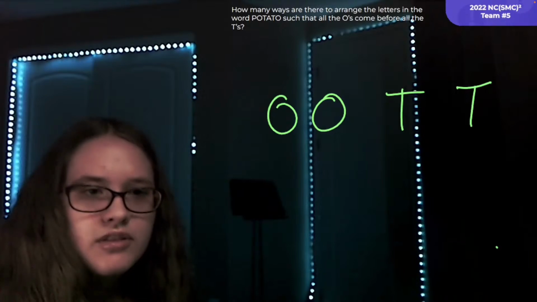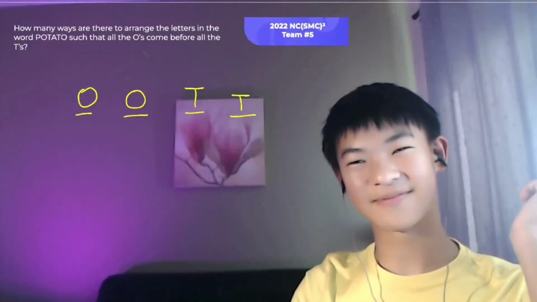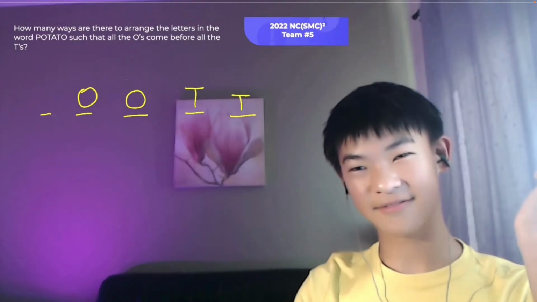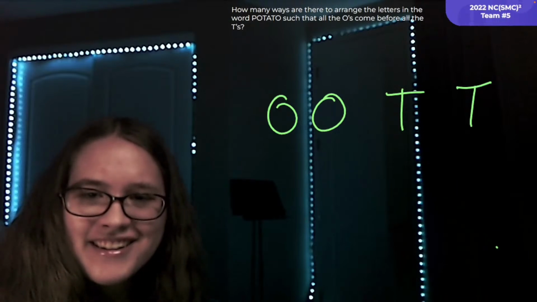I think so, but actually, what if we think about it just as fixing the O's and the T's? Interesting. The O's and the T's would not move. Then if we want to choose where P goes, there are 5 slots for the P. Right, yes. So that'd be 5 ways for the P.